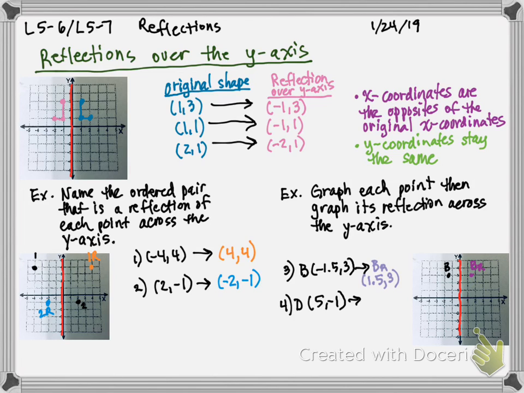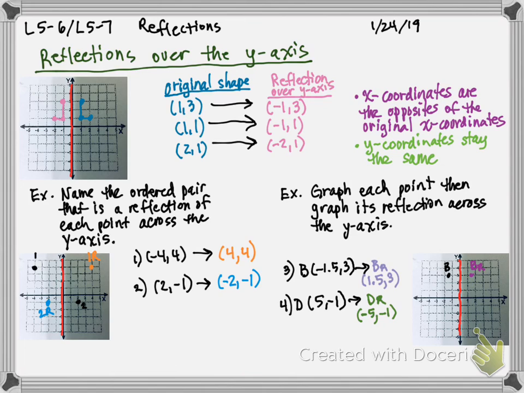All right, on this last guy, let's see what I want to do. Something darker seems to work better over there. Let's do this kind of darker green. So if I want D reflection, the x-coordinates are going to be opposite, so 5 becomes a negative 5. Y-coordinates stay the same, so negative 1. Okay, so let's do our graphing.